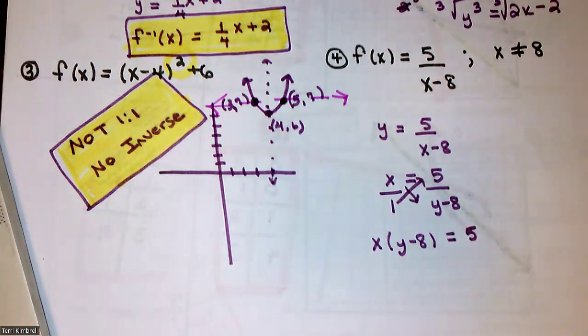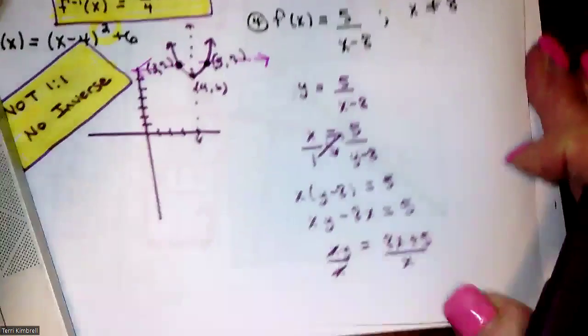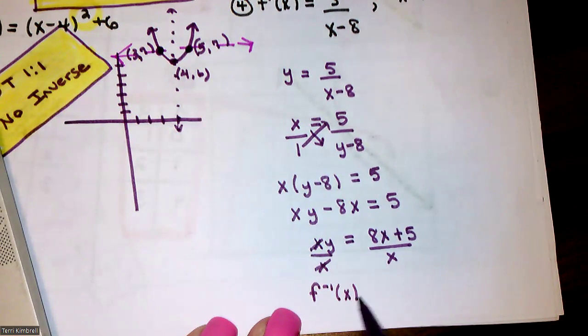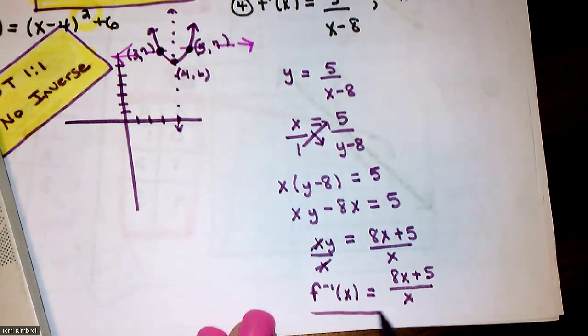Then you're going to distribute. Then I'm going to add over the 8x. And lastly, I'm going to divide by x. Remember to change your y, since this is the inverse, to f negative 1. And then the inverse would be 8x plus 5 all over x.